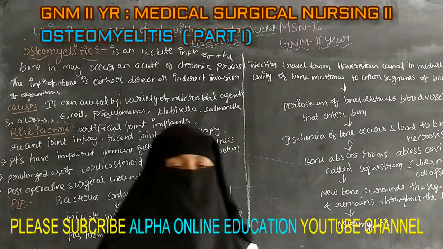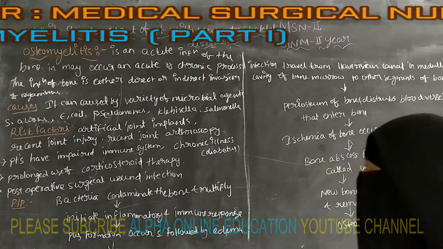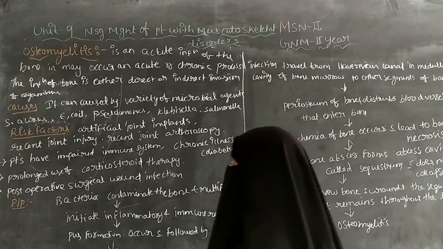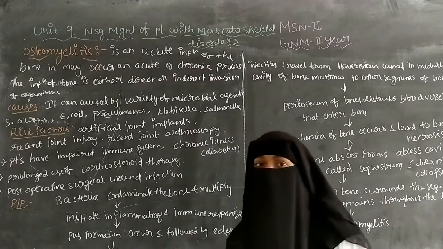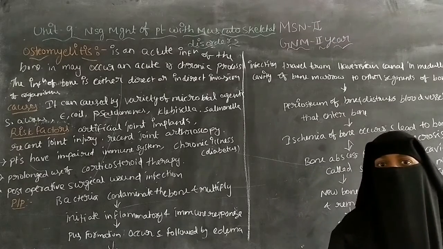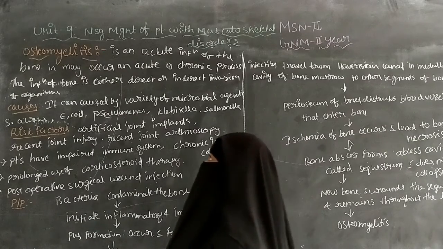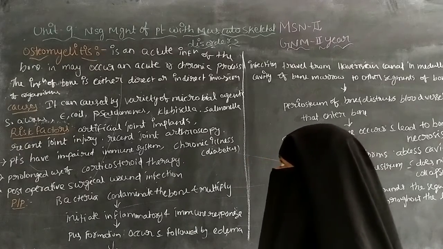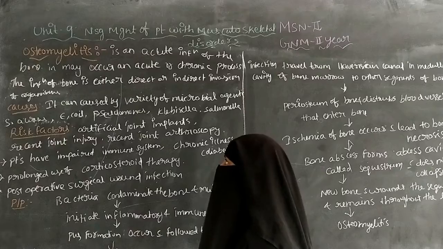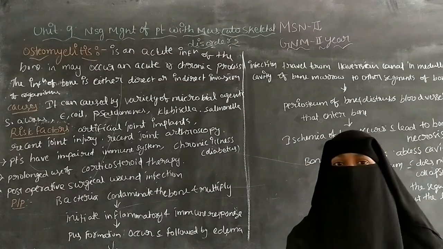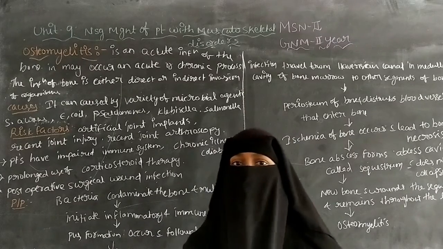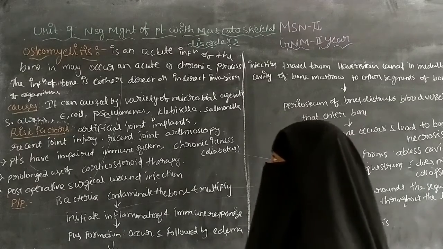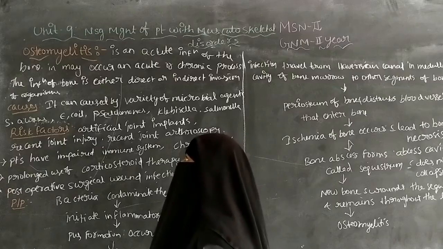Today I am going to discuss Medical Surgical Nursing 2 for the GNM second years. In Unit 9, nursing management of patients with musculoskeletal disorders, there are abnormal conditions that can be included, such as osteomyelitis. Osteomyelitis is also one of the abnormal conditions in musculoskeletal disorders. So today's topic is osteomyelitis.